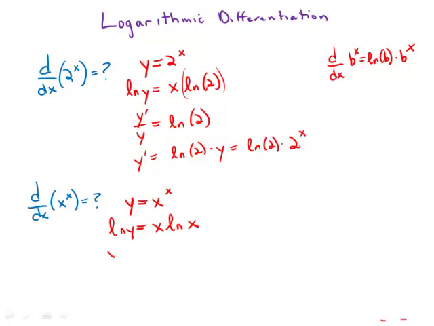Now when we take the derivative, y prime over y, on the right side we have a product, so we have to use the product rule. So we get derivative of x, which is 1 times log x, plus x times the derivative of log x, which is 1 over x. And so this is just log of x plus 1.